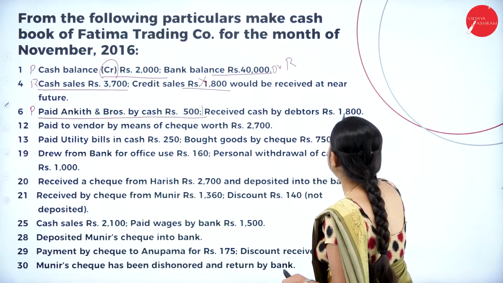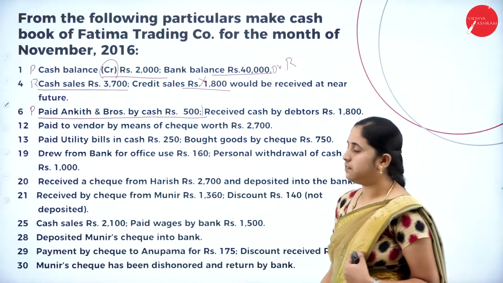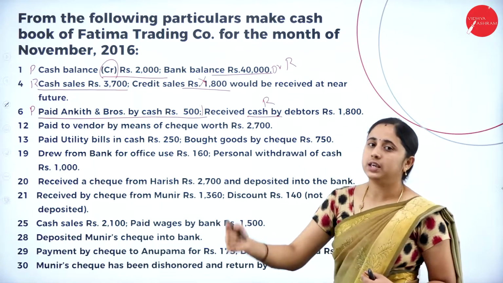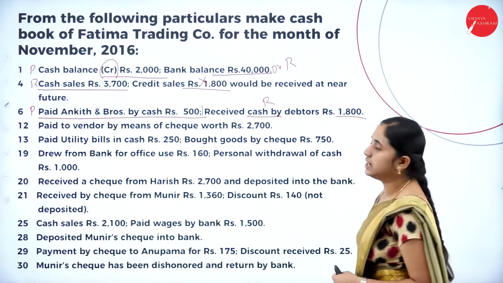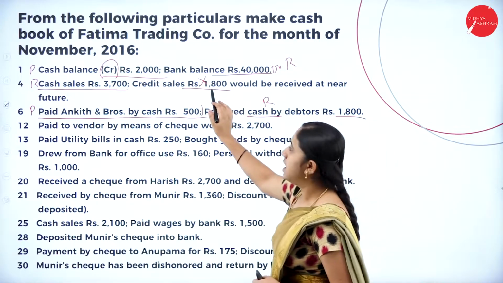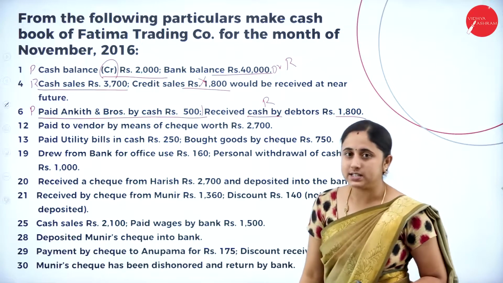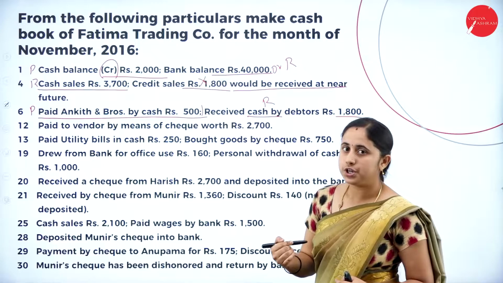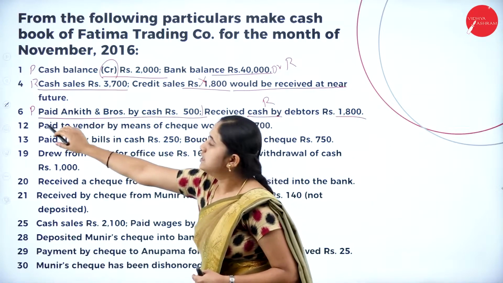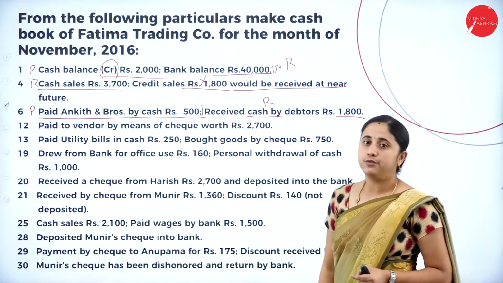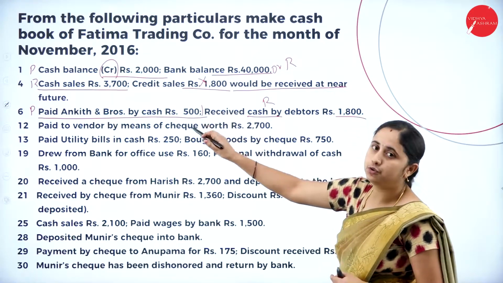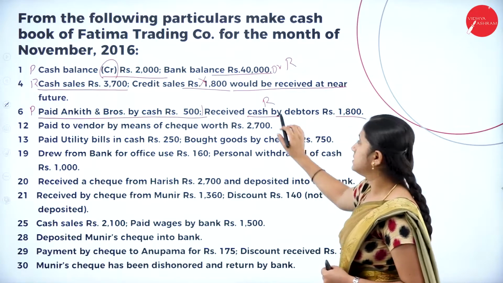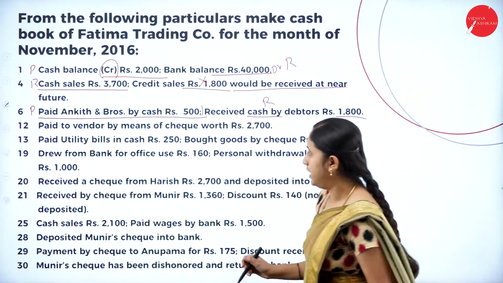Again received cash from debtors 1800. Received, that means received cash, so amount in the cash column, from debtors 1800. This 1800 is an earlier transaction of credit sale. So it says would be received in near future. In near future you are going to receive. So on 6th you will receive the money for the 4th transaction. On November 4th you made a credit sale. That amount you are receiving on November 6th. So this is the receipt side, will record in the cash column.